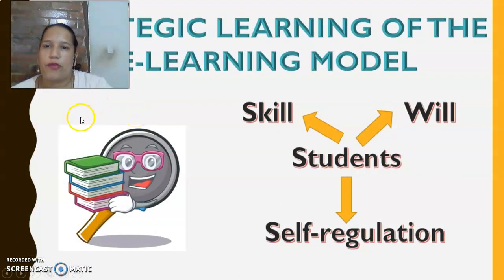Strategic learning of the e-learning models. The model of e-learning has the student at the core, and around there are three components. There are skill, will, and self-regulation.